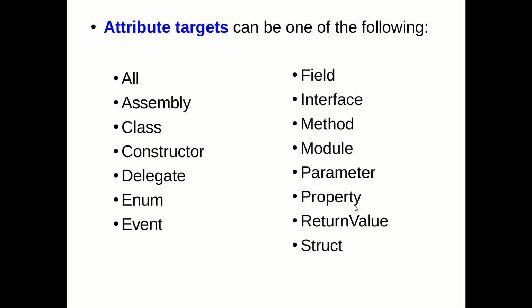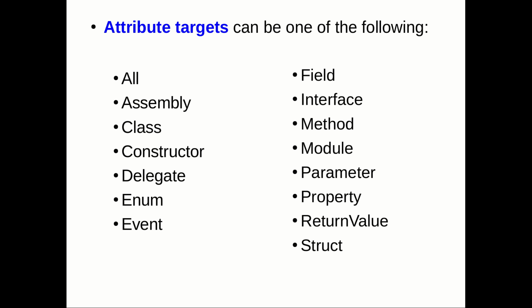So these are the different elements available in your program. For these elements, I told you already, the elements are otherwise known as targets. So you can add attributes to all these kinds of targets in a program.